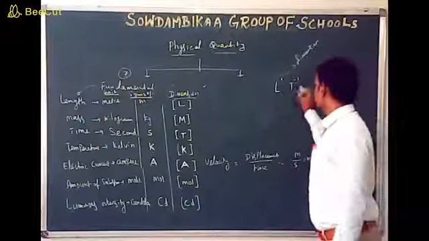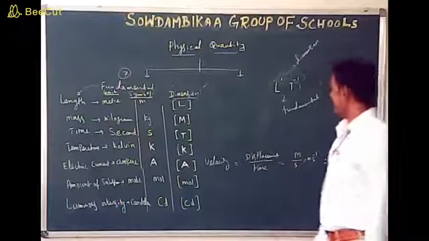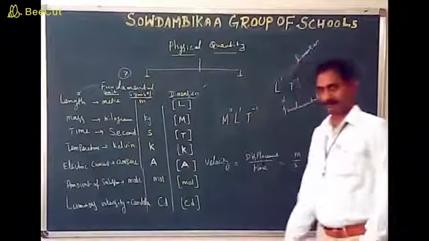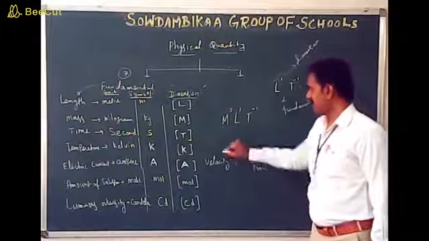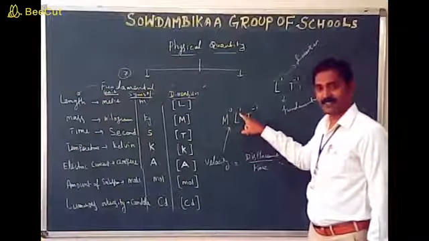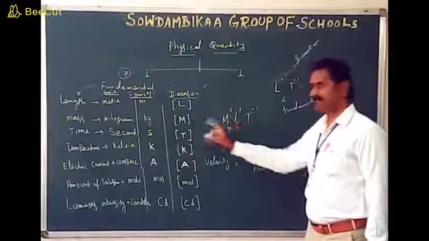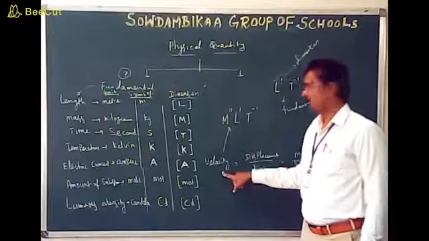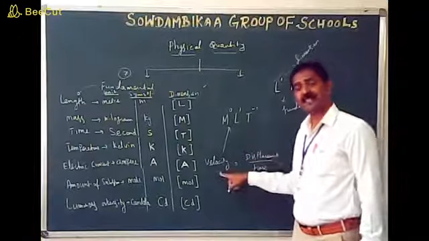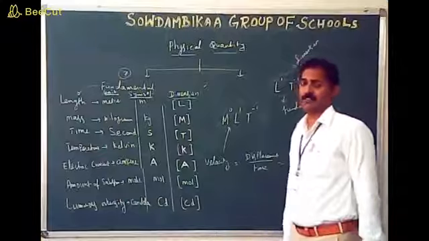Dimension represents the fundamental quantities. We may write the same velocity as M power 0 L power 1 T power minus 1. The derived quantity, the physical quantity, is expressed in terms of fundamental quantities. M, L and T are the fundamental quantities. To represent the derived quantity, the powers to which the fundamental quantities are raised are called the dimension. Clear? That's the definition. You have to understand.